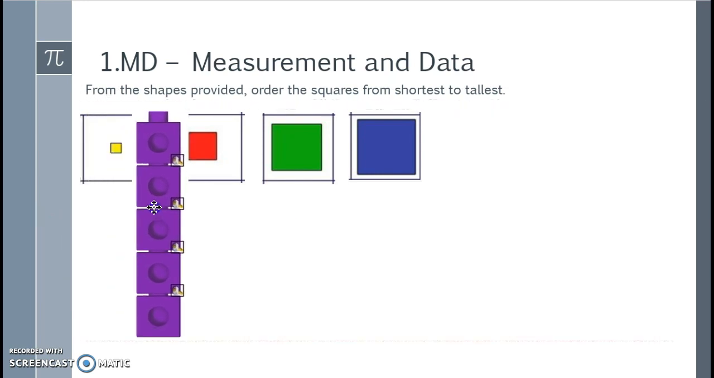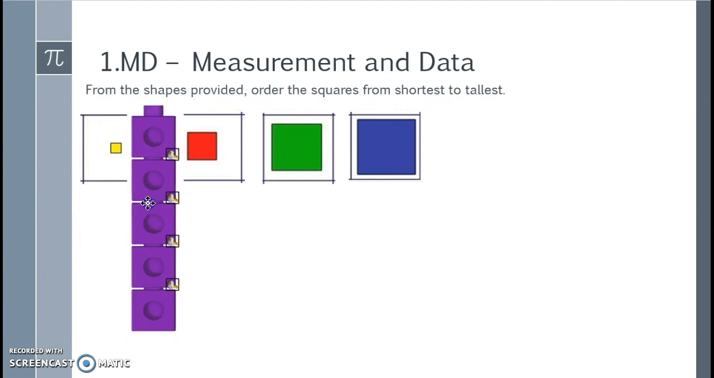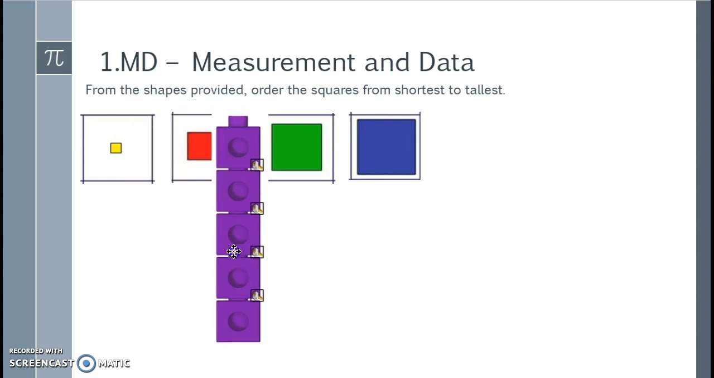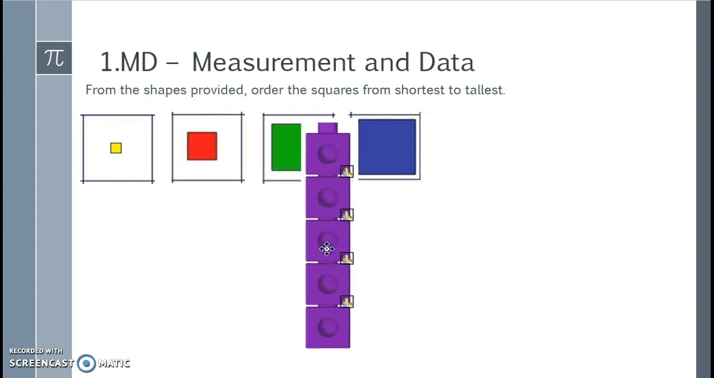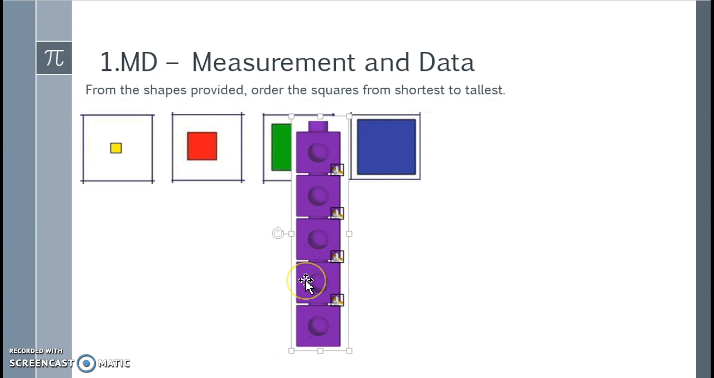So if I compare that to the second one here, I see that it is slightly more than the yellow square. So it's going in order. If I move next to the green one, it is almost as tall as one snap. So it's definitely taller than the red one and most definitely taller than the yellow one. And then finally, the blue square is one full snap, which is more than the green square. So we have put them in order.